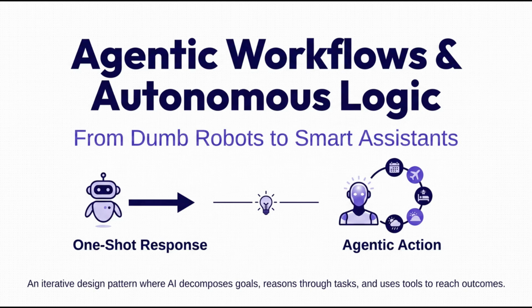So now that we've mastered the idea that an agent is a thinker and not just a talker, you might be wondering what powers this ability to make independent decisions. Well, that brings us right into our next step, which is autonomous logic and reasoning.